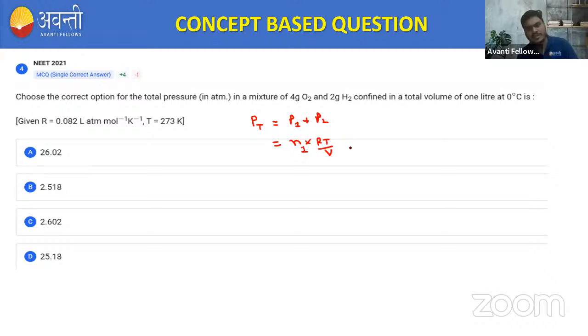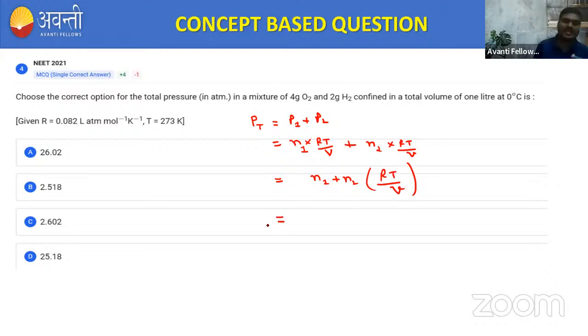This is for gas number one. Similarly, this is for gas number two, that is RT upon V. So take RT upon V as common. So what is left? That is (N1 plus N2) into RT upon V. So this is the expression we have. So what is N1 and what is N2 here? We can calculate this N1 and N2.